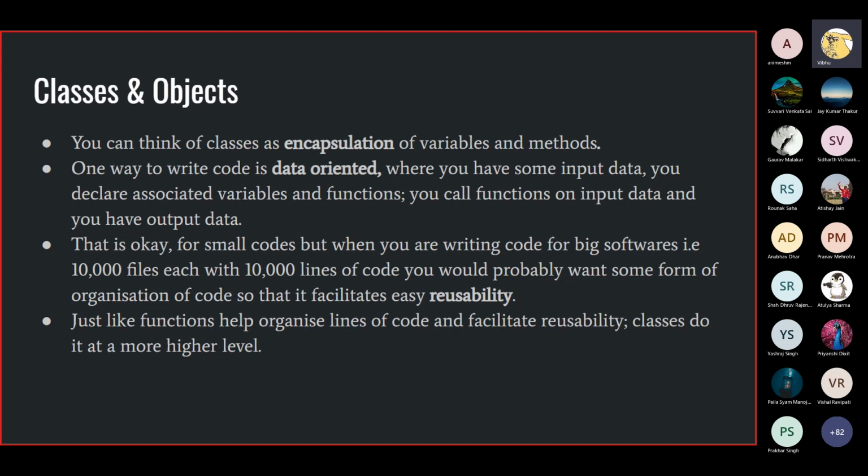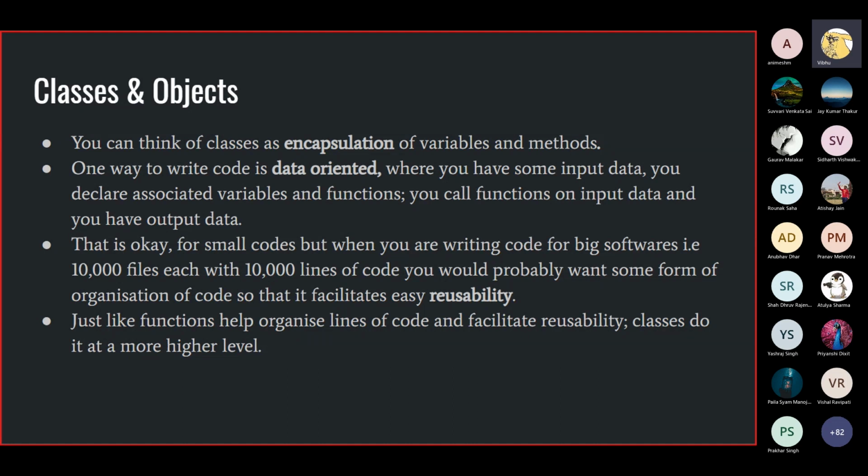So, but I'll talk about some other things that are more important. One way to write code is data oriented. You have some input data, you declare associated variables and functions, and you just call functions on that input data. This is mostly what you have been doing up till now in your C codes or the algorithms that you do. But when you write big codes, which have 10,000 files each with 10,000 lines of code for big softwares, you want some form of organization of code so that it facilitates reusability.